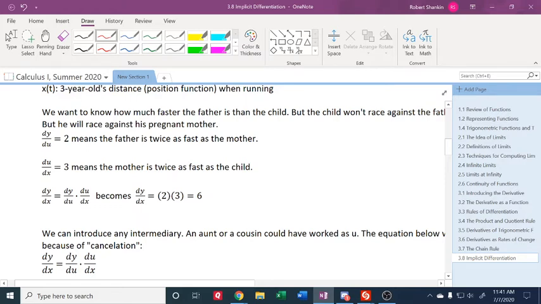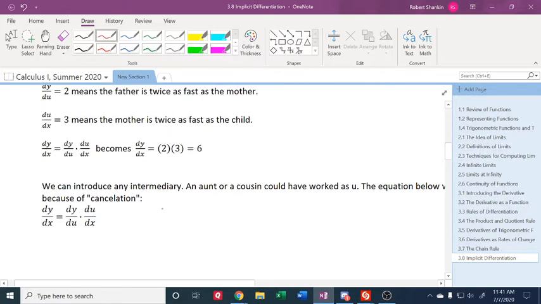This is equal to, any intermediary can do, dy/du times du/dx. And he was twice as fast as the mom, who was 3 times as fast as the child. Multiply them together, the father must be 6 times as fast as the child. So imagine the child moving 1 foot, the mother moves 3 feet. For every foot that the mother moved, the father moved 2 feet. So 6 total feet every time the child moved 1 foot.